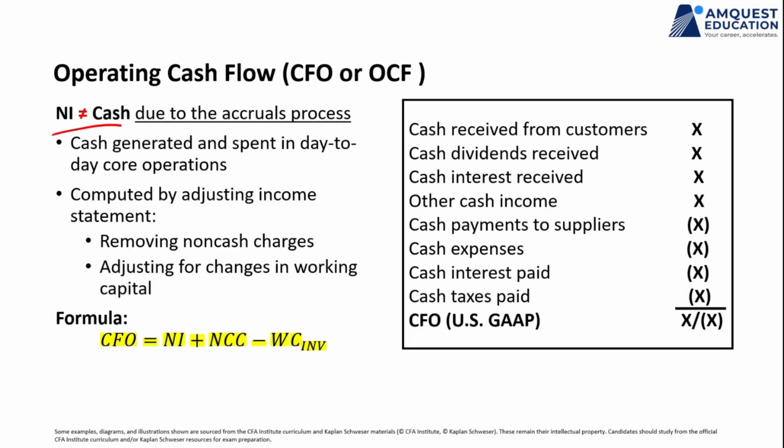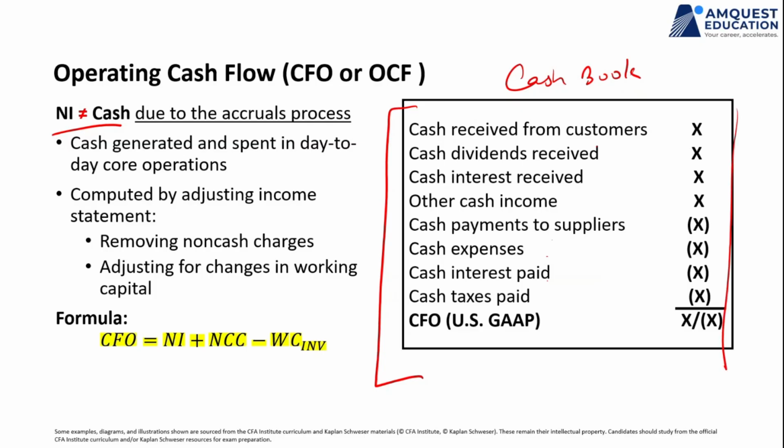The way this works: if you have the cash book of the company, then you can simply use these equations: cash received from customers, cash dividend received, cash interest received, and payments you have made. You can just add and subtract all of these, and effectively you get to the cash flow from operation. But for this, you need the cash book of the business. If you do not have it, you cannot use this equation.